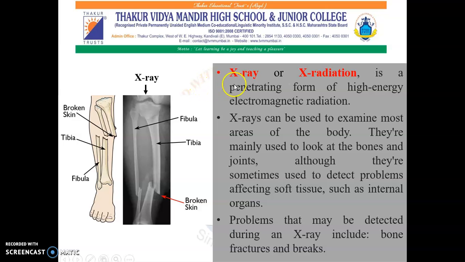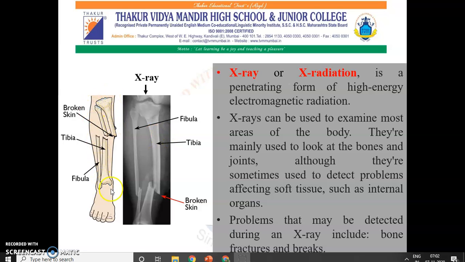What is an X-ray? X-ray or X-radiation is a penetrating form of high-energy electromagnetic radiation. X-rays can be used to examine most areas of the body. They are mainly used to look at the bones and joints, although they are sometimes used to detect problems affecting soft tissues such as internal organs. Problems that may be detected during an X-ray include bone fractures and breaks.